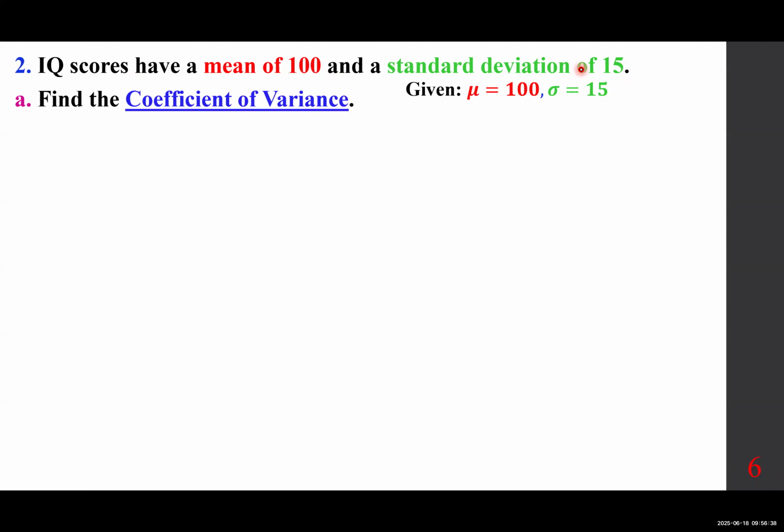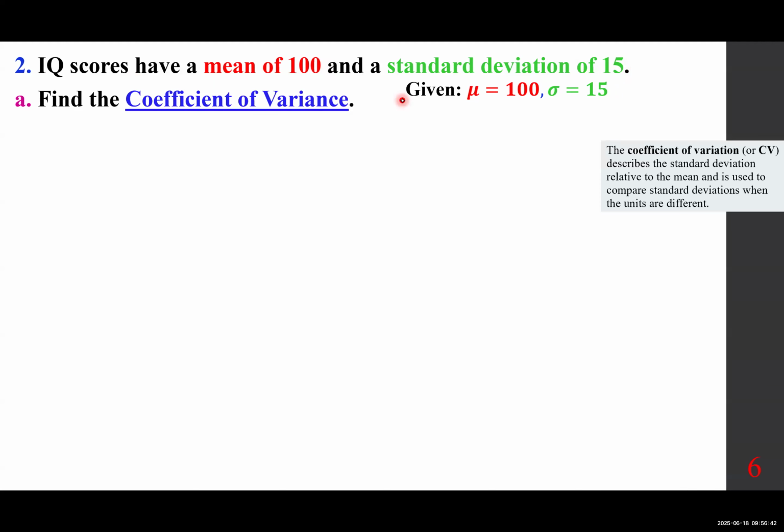So what is the coefficient of variance? First, we have to write the given as we read. Then the coefficient of variance, or CV for short, has the following definition. The coefficient of variance, or CV, describes the standard deviation relative to the mean and is used to compare standard deviation when the units are different. So in short, it is the ratio of these two, and of course, you change it to a percentage. So 15 over 100, and as a percentage that means 15%.